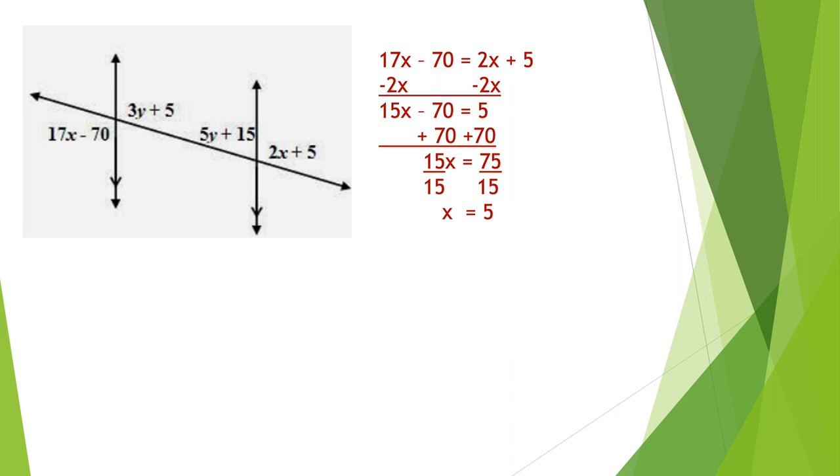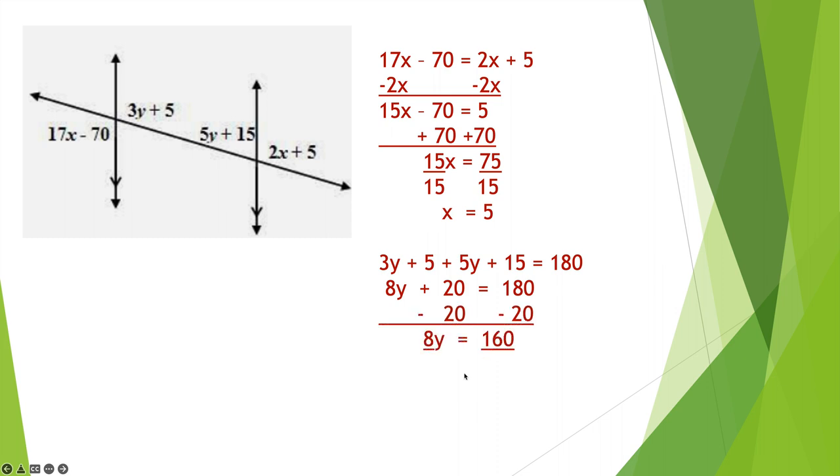Okay. Next up, to get the y's, I realize one is acute and one is obtuse, or they're consecutive interior. And consecutive interior says to me that they add up to 180. Same side, same operation. Combining like terms. 8y plus 20. My y's I combine to 8y's. My 5 and 15 I combine to 20. Subtract 20 from both sides. 8y is 160. Dividing by 8, y is 20.